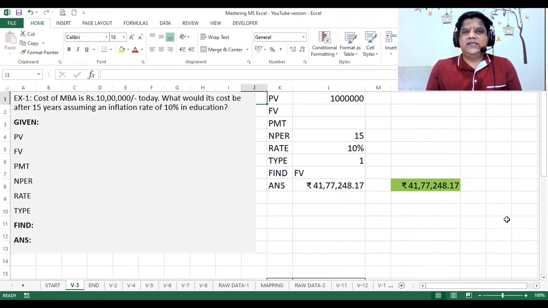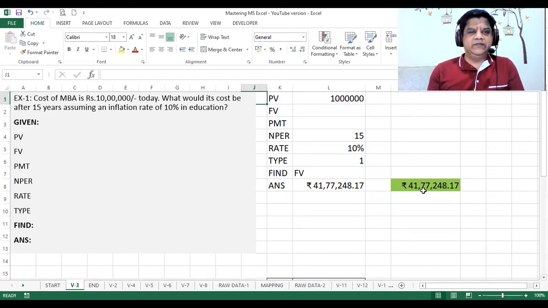So let me take you through an example which is stated here. Cost of MBA is 10 lakh rupees today. What would its cost be after 15 years, assuming an inflation of 10% in education? One of the most important parts of TVM is that whatever information the client has given you needs to be put into the right TVM parameters in Excel. If you achieve this first step properly, then whatever you do forward will be perfectly fine.